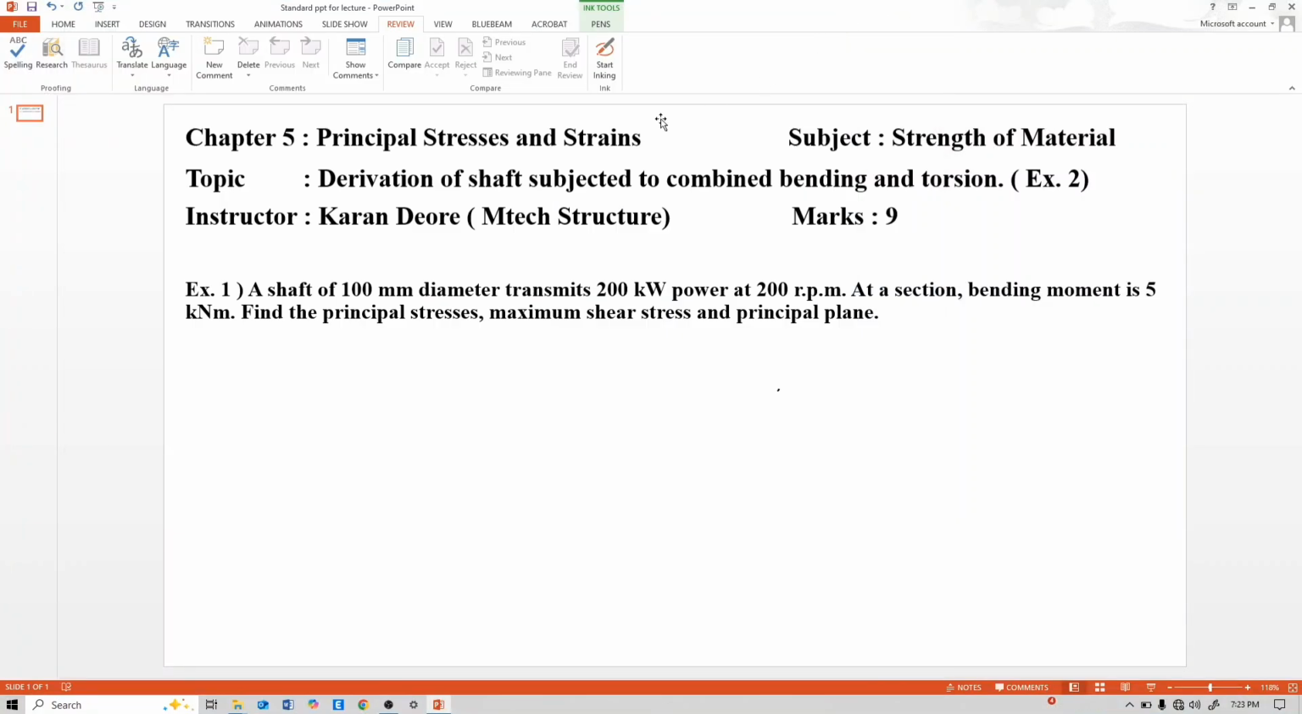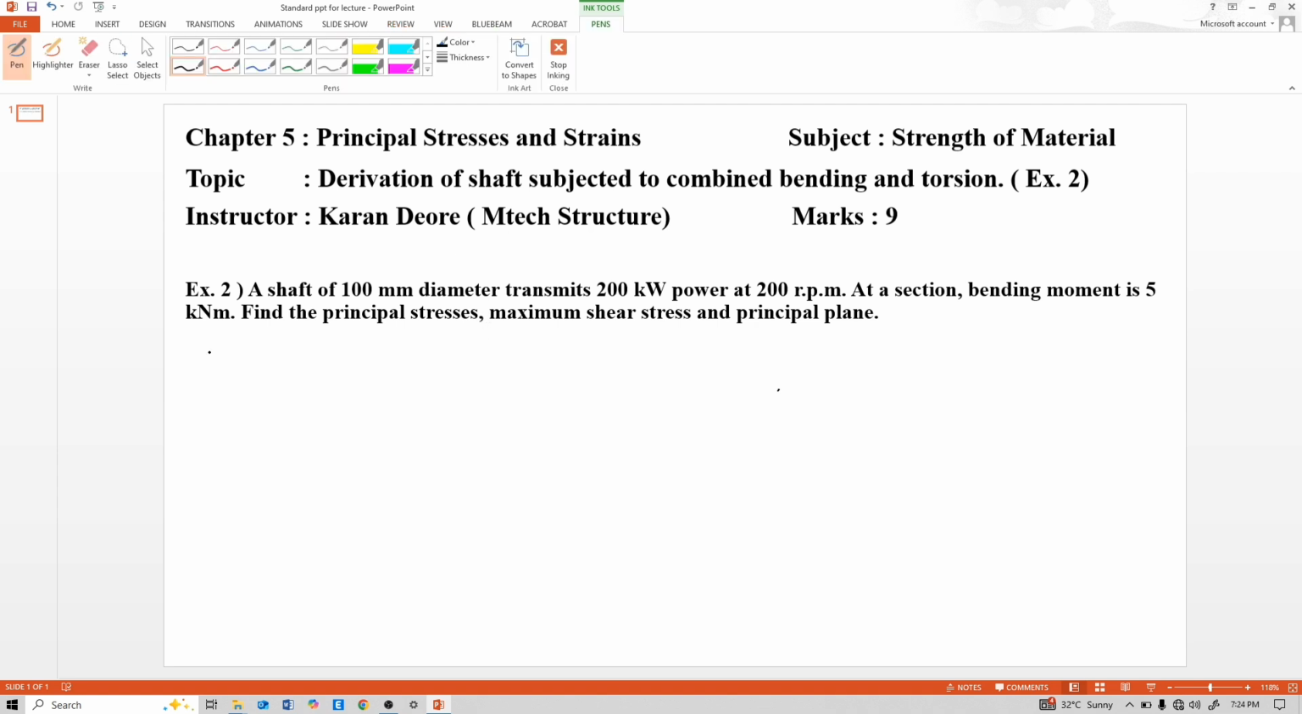This is example 2 on the topic shaft subjected to combined bending and torsion. Example 2: a shaft of 100 diameter transmits 200 kilowatt power at 200 rpm, revolutions per minute. At a section, bending moment is 5 kN meter. Find the principal stresses, maximum shear stresses and principal plane.